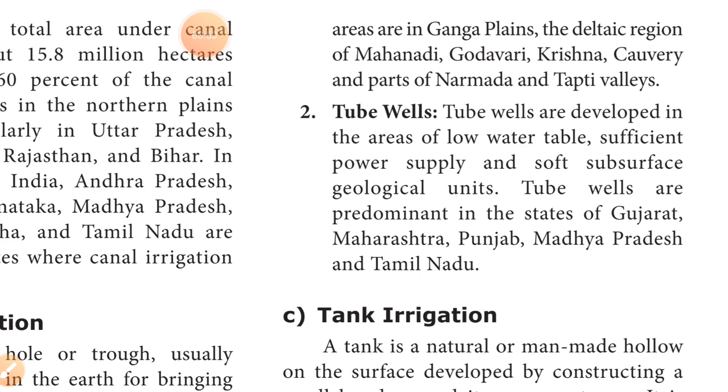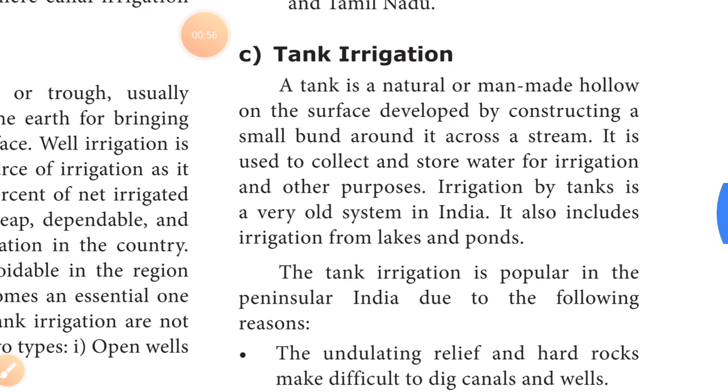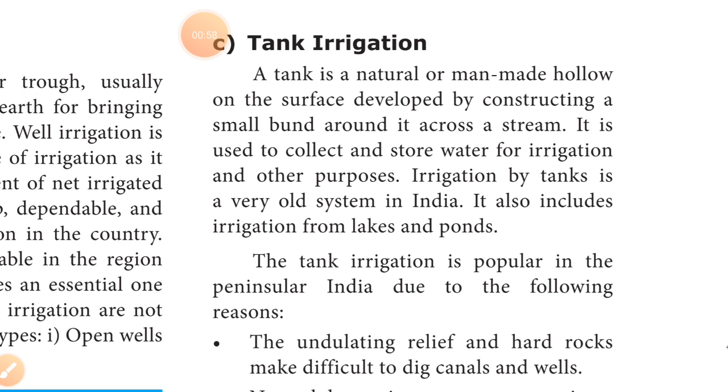Another source of irrigation: tank irrigation. What do you mean by tank irrigation? The tank is a natural or man-made hollow on the surface, developed by constructing a small bund around it or across a stream. This is called tank irrigation. Around a lake, river or pond, we make a tank pattern, storing the water and watering the field. That is called tank irrigation.